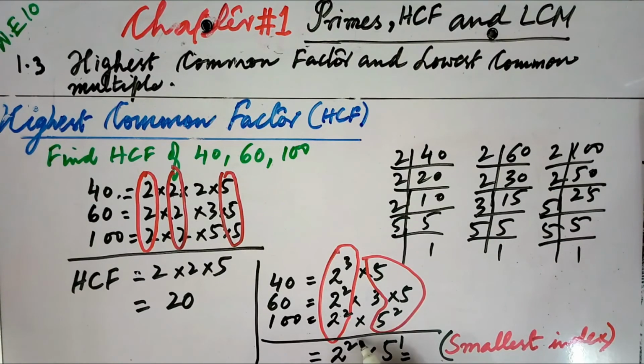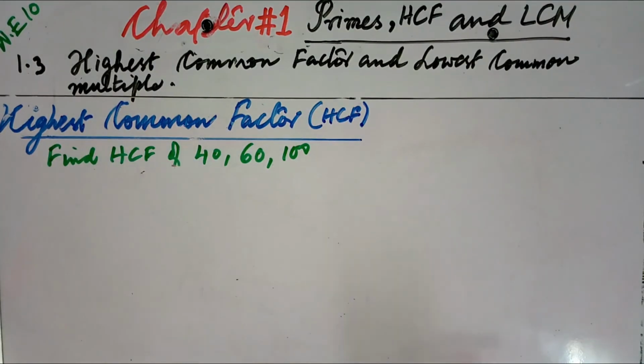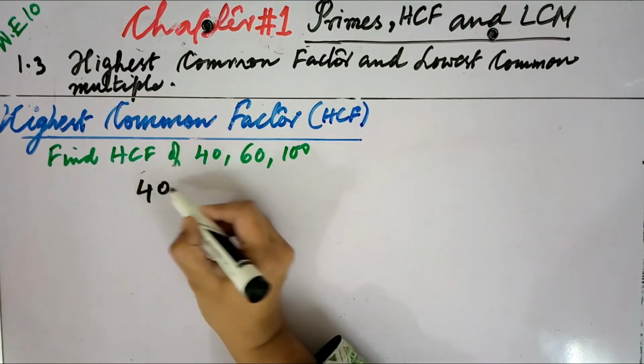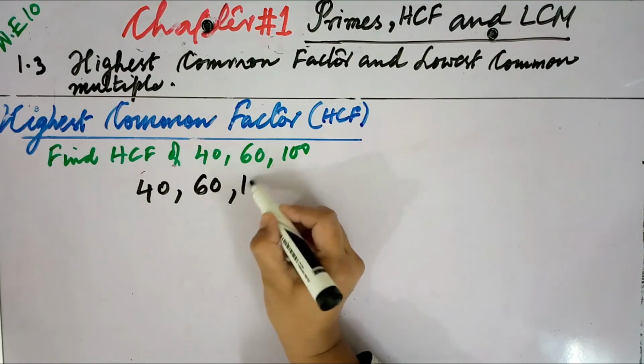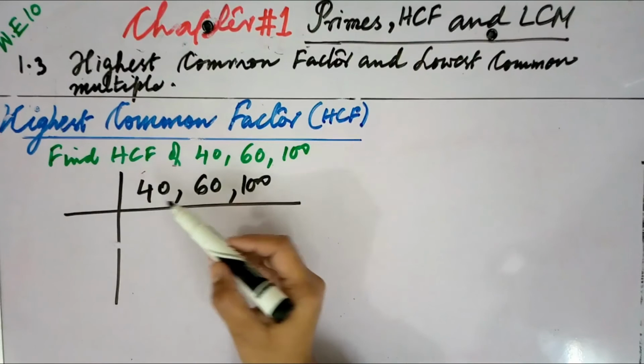2 2s are 4. 2 times 2 are here. 2 2s are 4. 4 5s are 20. And 20 is your highest common factor. You have done, this is method number 1. Now we will discuss method number 2. We can solve this question by a second method also, where we will be dividing all the numbers all together. Got it? So I will write here 40, 60 and 100.